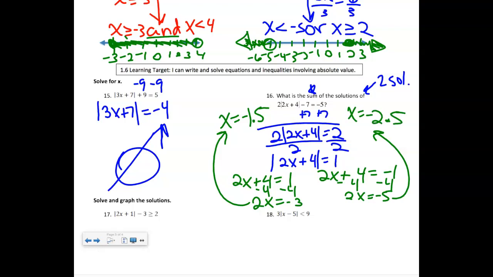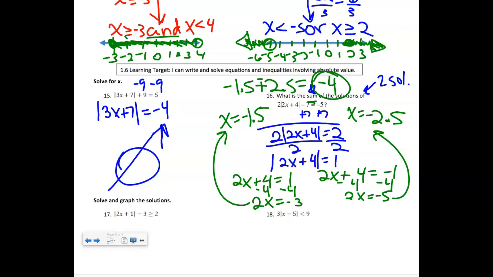Now, a reminder, the question says, what's the sum of these? So now what we're going to actually have to do is sum them. So I'm going to take these two answers and add them together. So I'm going to take negative 1.5 plus negative 2.5, sorry, that negative. And when I add those together, we are going to get negative 4.